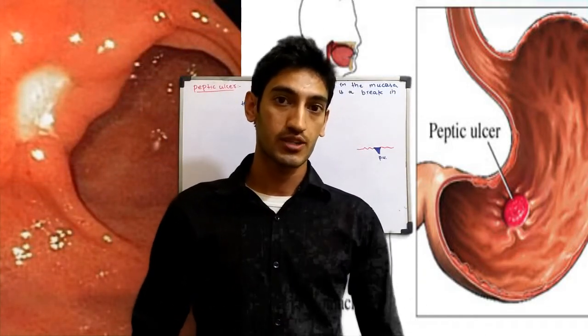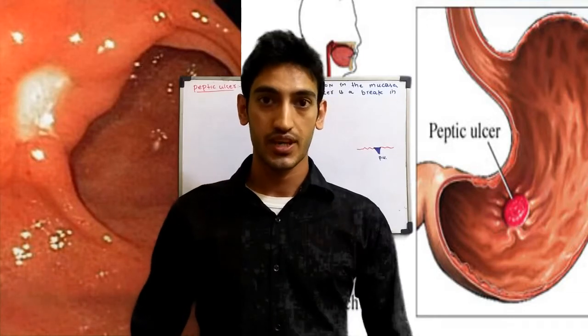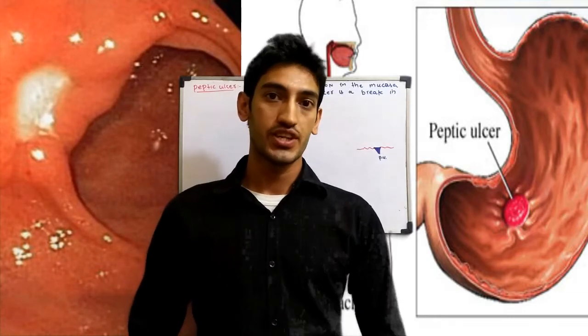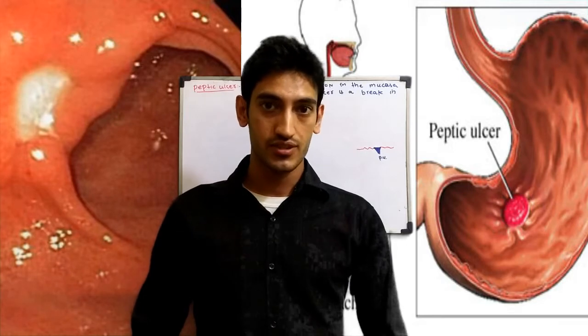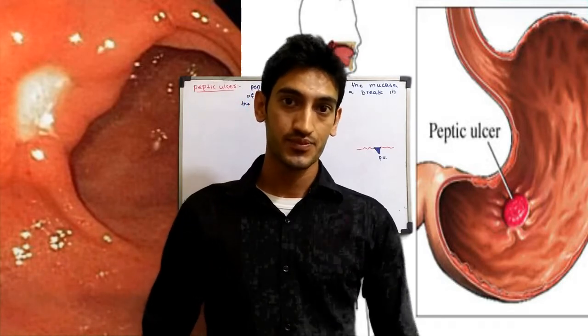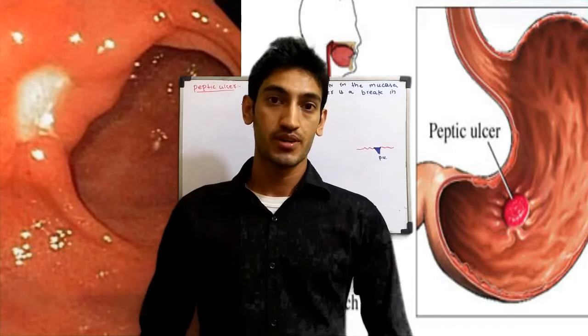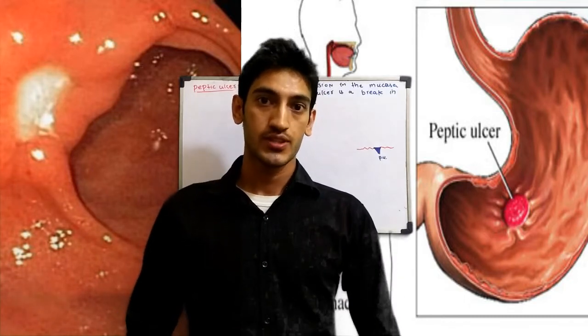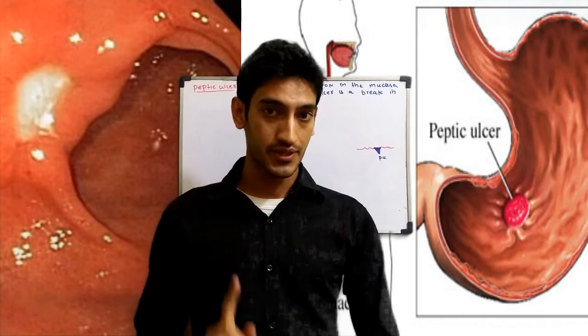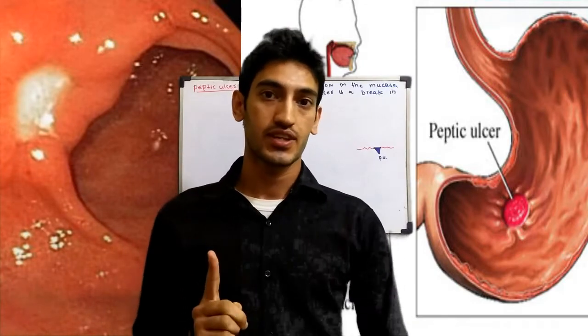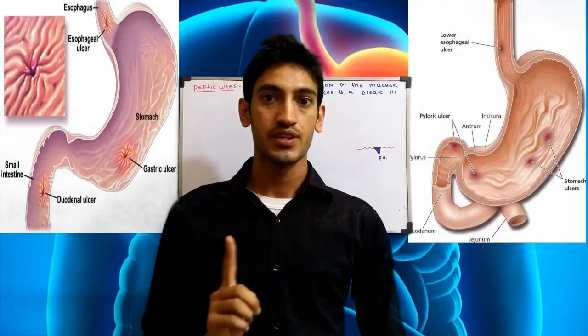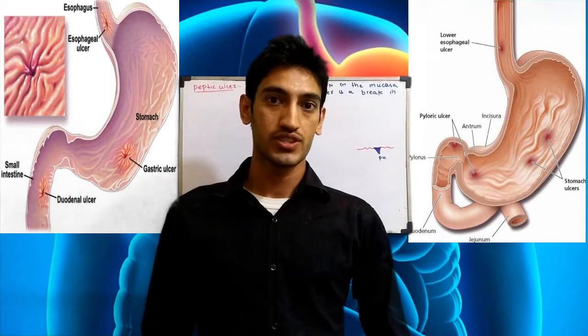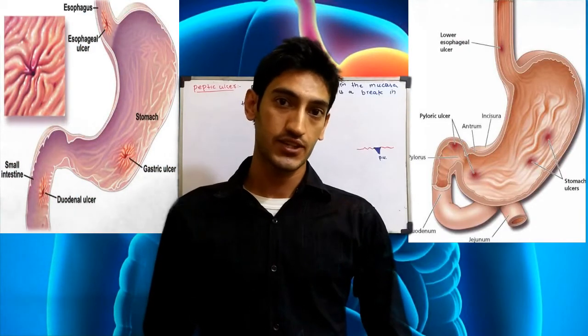Next we will talk about the sites of peptic ulcer. In which area of the gastrointestinal tract does the peptic ulcer occur? So remember, the peptic ulcer can occur in the esophagus, in the stomach, and in the duodenum, it can occur in the jejunum and Meckel's diverticulum.